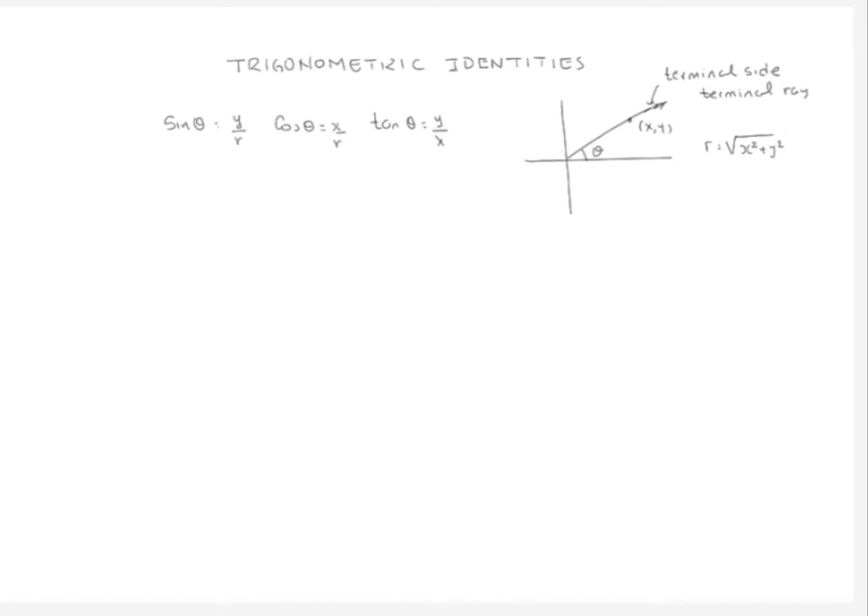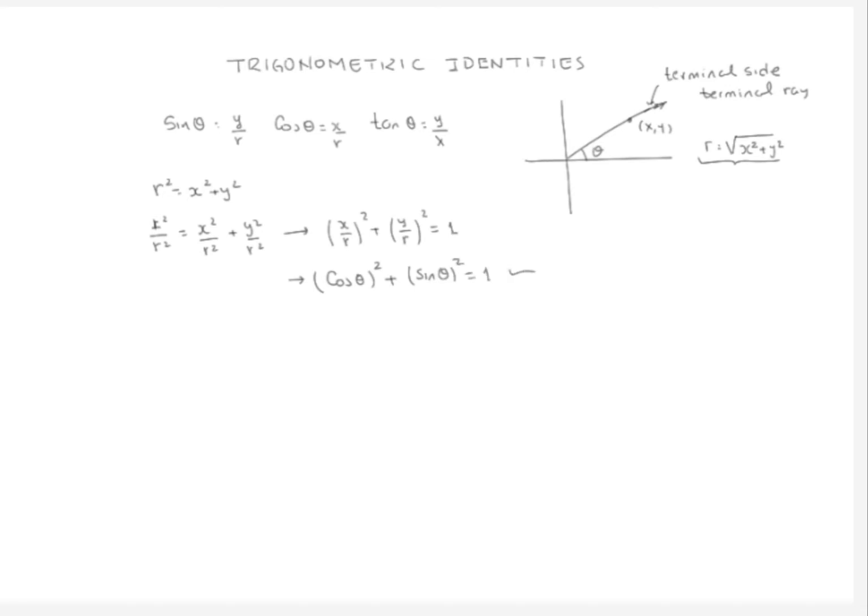Then with this we can show some identities already. For example, if we take this equation and square it, we get that r squared is equal to x squared plus y squared. And then if we divide by r squared, we get r squared over r squared equals x squared over r squared plus y squared over r squared. That means that (x over r) squared plus (y over r) squared is equal to 1. This is cosine of theta squared plus sine of theta squared is equal to 1.